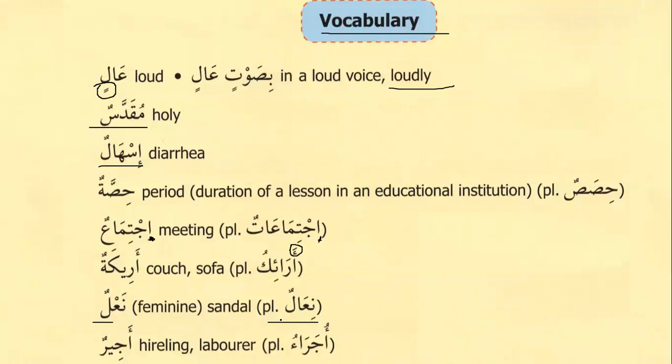Ajirun, laborer, and then we have the plural, ujara'u. So it is on the pattern of fu'ala'u. Fu'ala'u, ujara'u. Fuqara'u, similarly we have ulama'u, and similarly we have ujara'u. All right, that's why it is mamnu min as-sarf.